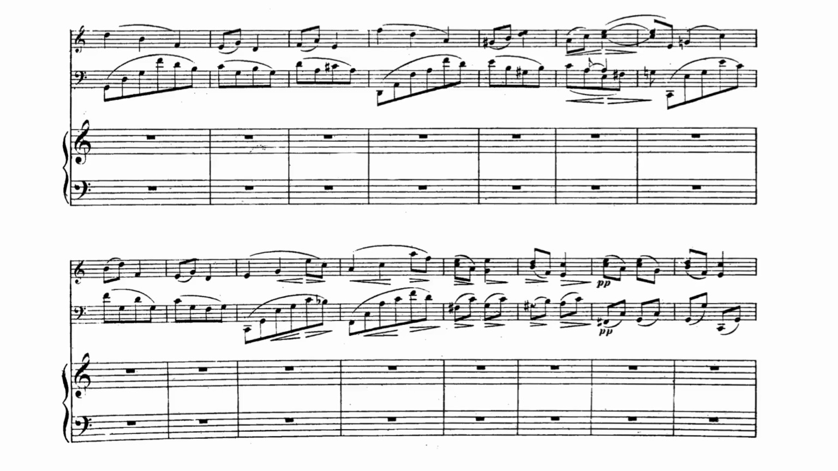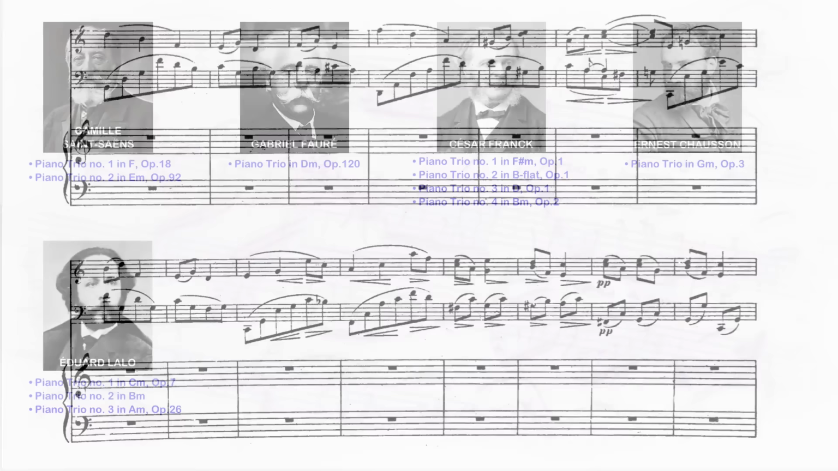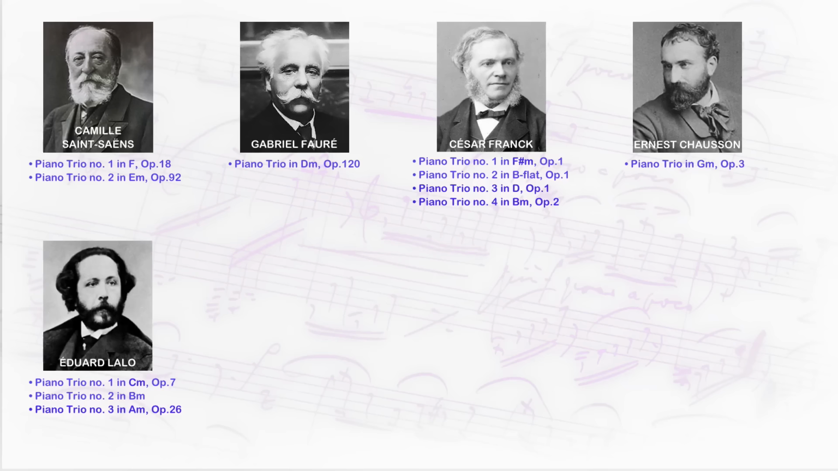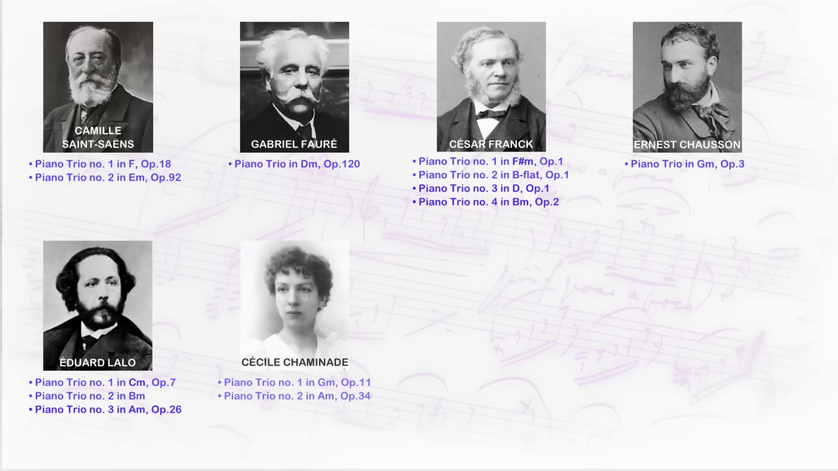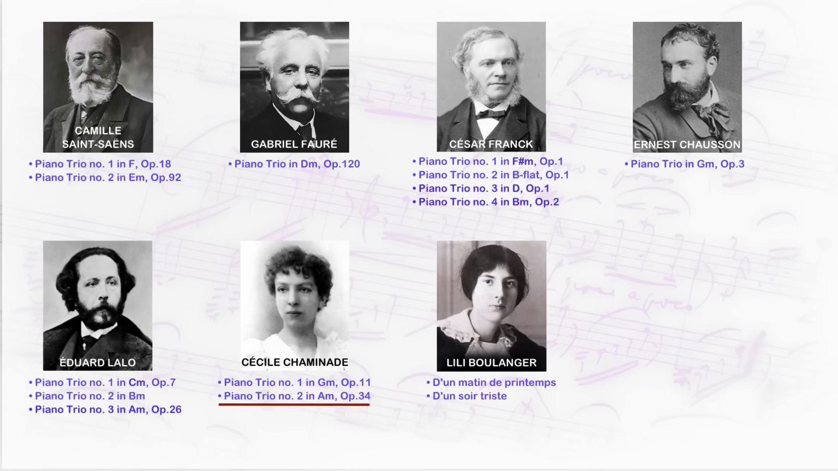At the end of the 19th century and the start of the 20th, significant piano trios were written by many of the great French composers, like Franck, Saint-Saëns, and Fauré. Cécile Chaminade composed two piano trios, of which the second is among the finest of its kind. That's another trio I wish we had time to include, along with Boulanger's trio arrangements of her works, which really stand on their own despite the intricate orchestrations from which they're derived.